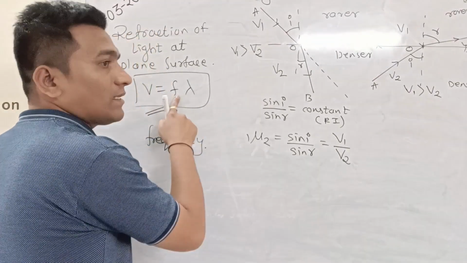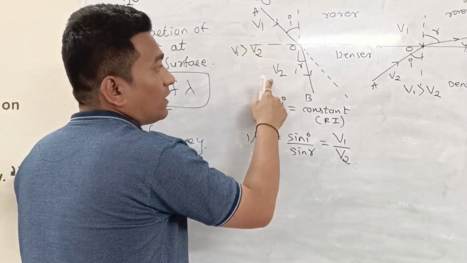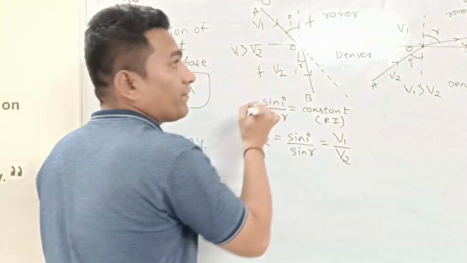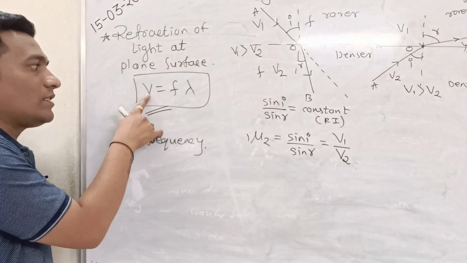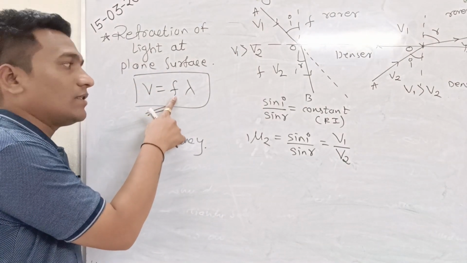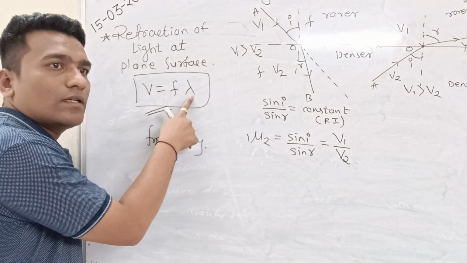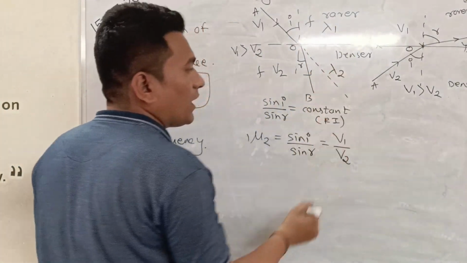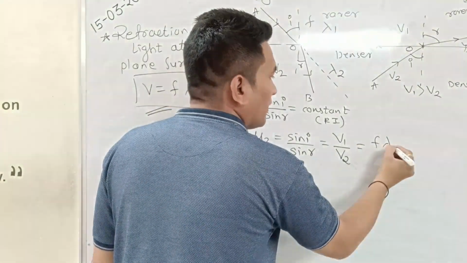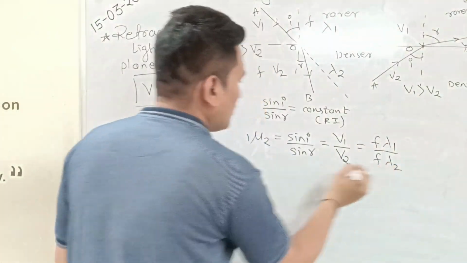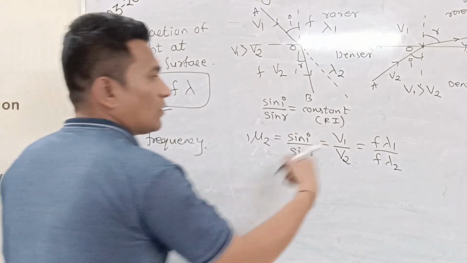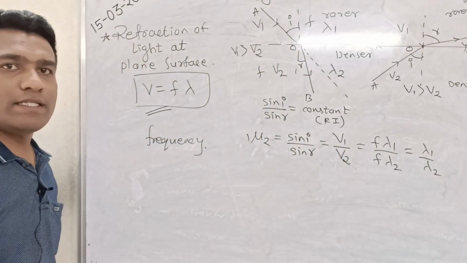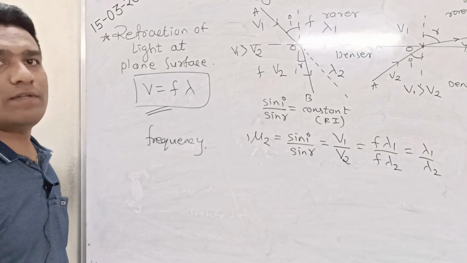So if frequency is remaining constant, here the velocity is v1, here the velocity is v2, and the frequency here is f, and here it is also f. If velocity is changing and frequency is remaining constant, will the wavelength change? Answer is yes. So here it should be lambda 1, here it should be lambda 2. So if I write the formula, f lambda 1 divided by f lambda 2, the formula will be lambda 1 upon lambda 2. Frequency will get cancelled. You have this formula as well.